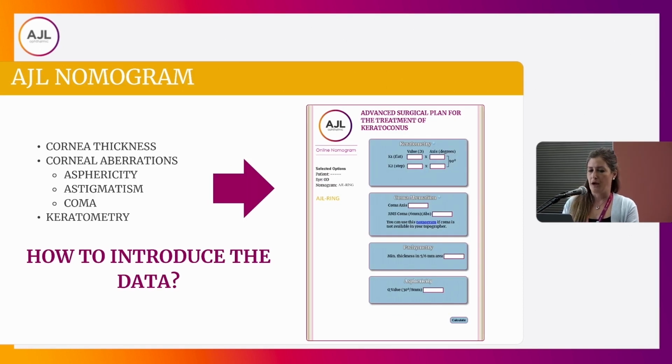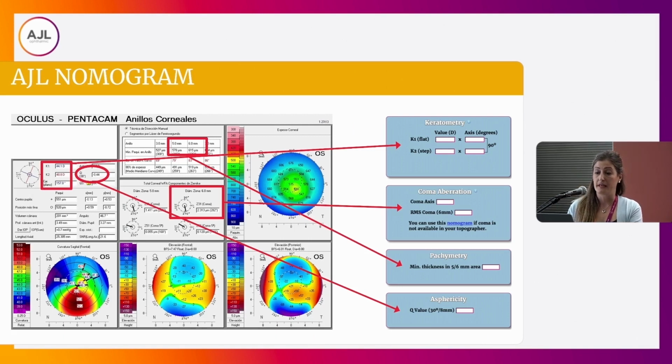So how do we use our nomogram? Briefly, I can show you how to introduce the data, and how our nomogram is presented on the website. So first, the space is for the K1 and K2, so the keratometric value, the cornea, the coma axis and magnitude, the pachymetry value, and the Q value.